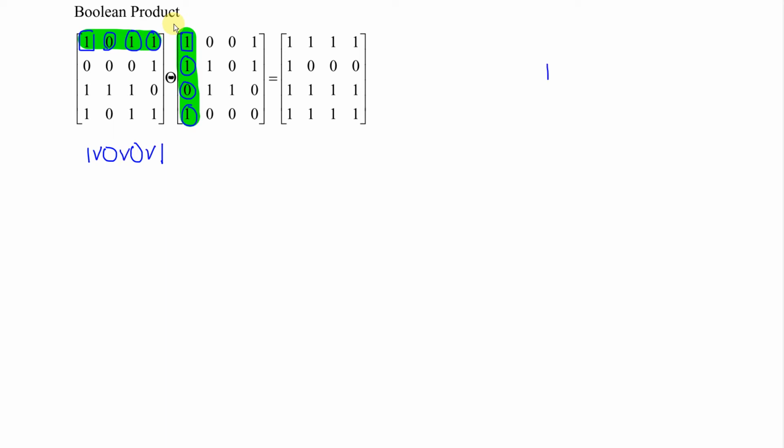As we know, 1 union 1 equals 1. 1 union 0 equals 1. 0 union 1 equals 1. 0 union 0 equals 0. So for this case we will obtain 1. For the multiplication we perform, in the first matrix we take the first row, and in the second matrix we take the first column. So this indicates that the output 1 should be placed at row 1 column 1, which is this number.